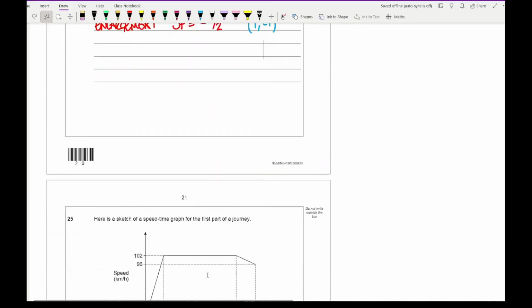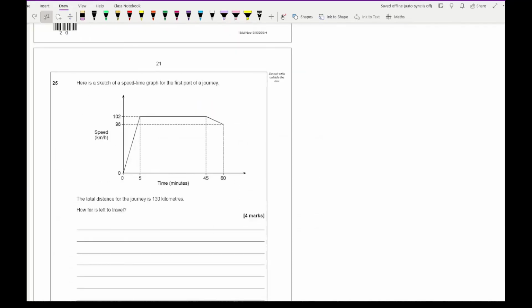of enlargement. So moving on to question 25, it says here is a sketch of a speed time graph of the first part of the journey. So the question is asking us, the total distance of the journey is 130 kilometers, and the question is asking us how far is left to travel. Now the key principle with a speed time graph is that distance is equal to the area under the graph.